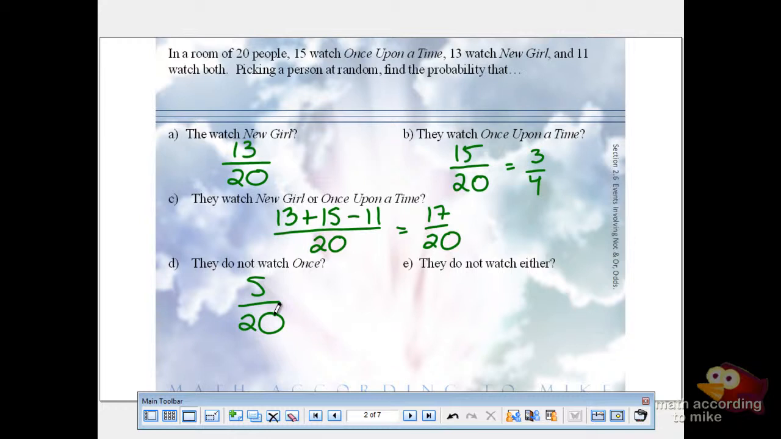How many don't watch either show? We will vote for 12. We will vote for 2. We will vote for 9. The correct answer, 3. Why? In part C, we learned 17 out of 20 watch either one, which means 3 of them don't.